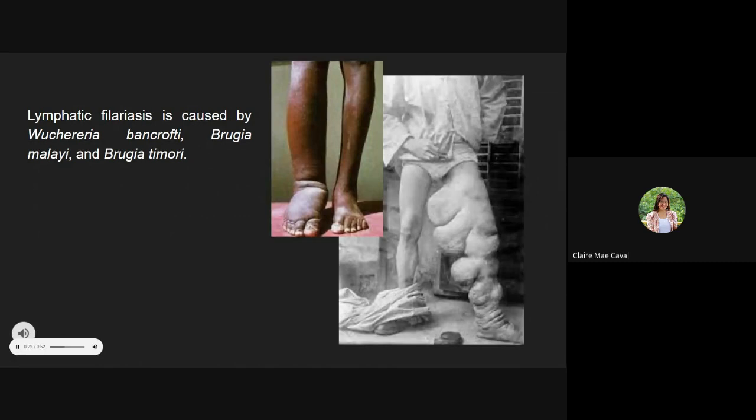When they're adults, they lodge in the lymphatic system, and it causes diseases like lymphadenitis, lymphedema, and lymphangitis, and eventually, in the worst cases, it can lead to elephantiasis. The black and white picture here in the slide is a patient suffering from elephantiasis caused by these filaria or tissue nematodes.